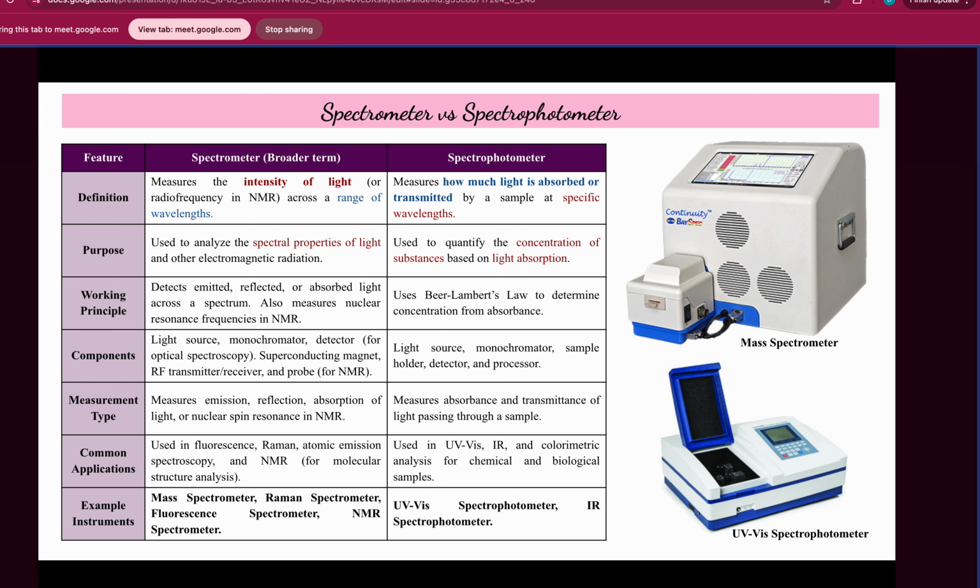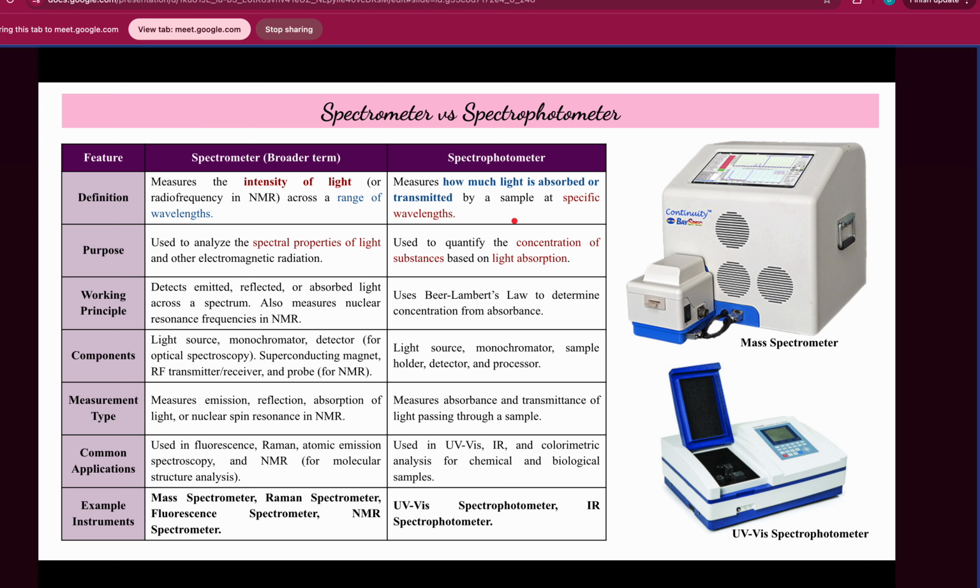And now this is to clear the doubt between spectrometer and spectrophotometer. These two terms are mostly used and there is very little difference between them. When we say spectrometer, it is a broader term and spectrophotometers come under spectrometer. In a spectrometer, we measure the intensity of light, whereas in a spectrophotometer, we check how much light is absorbed or transmitted at a specific wavelength. So a spectrometer checks intensity for a range of wavelengths, whereas a spectrophotometer checks it for a specific wavelength. In this case, we fix the wavelength. So that is one of the major differences.